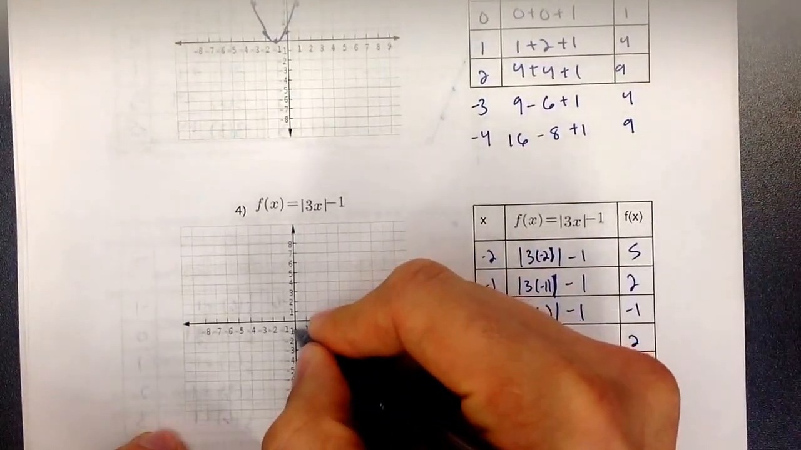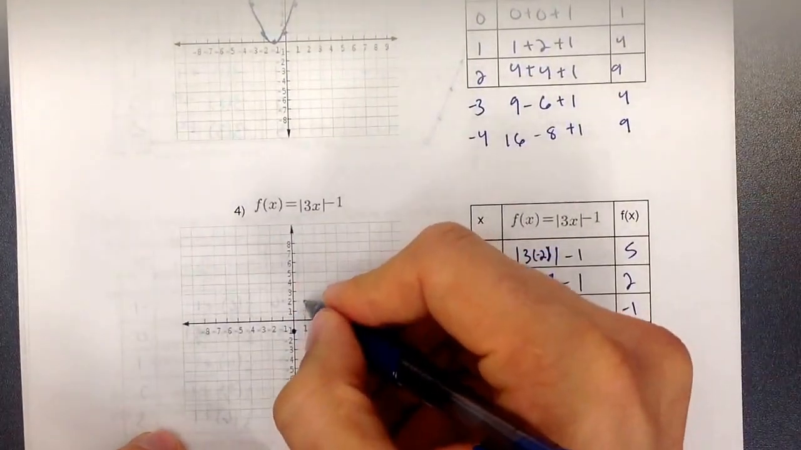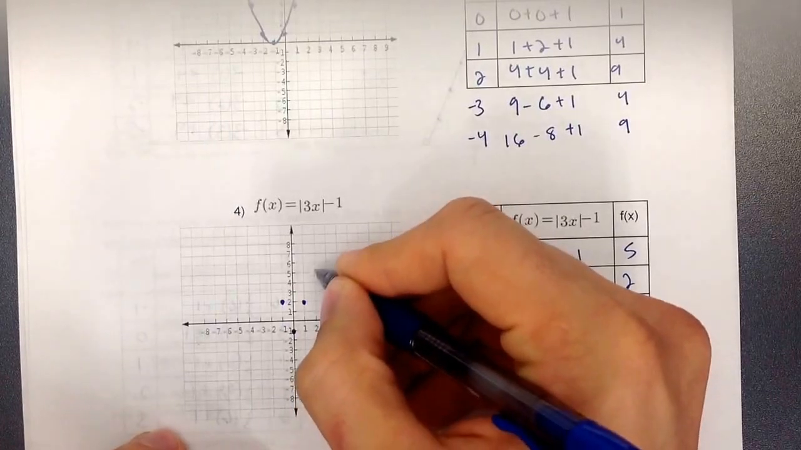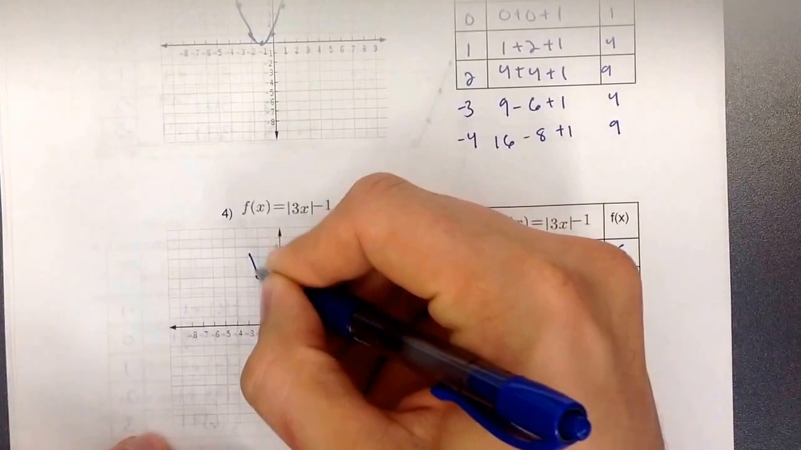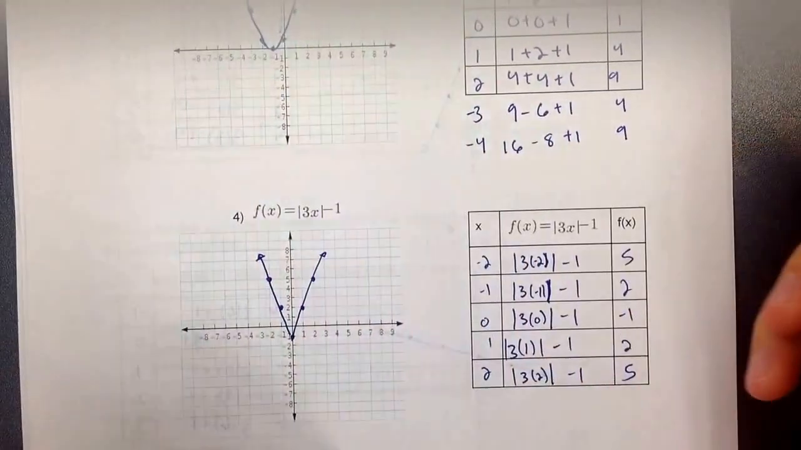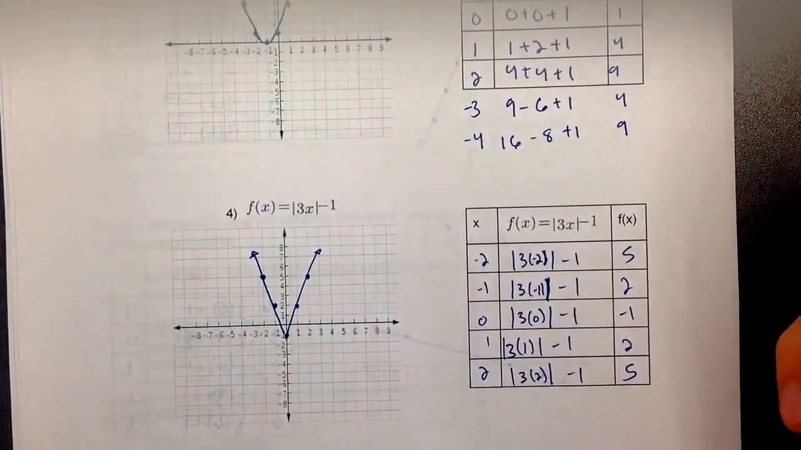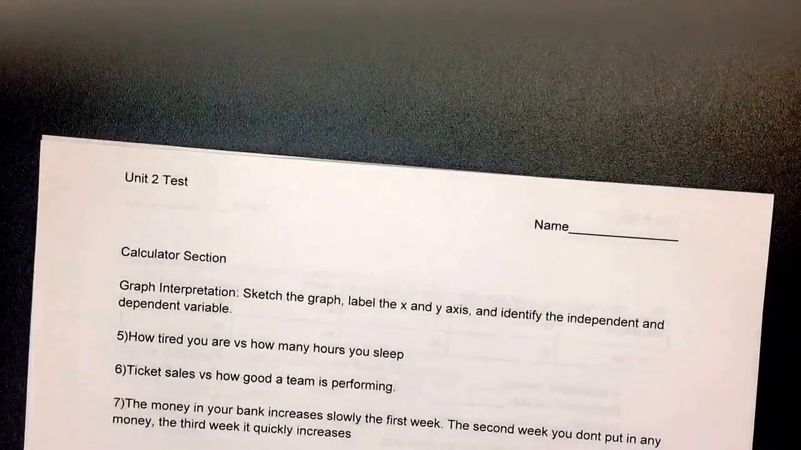Taking and plotting these points, we've got this. I've got a 2. I've got a 5. And it's going to look just like that. All right, next problem.